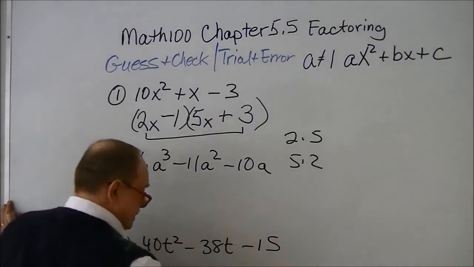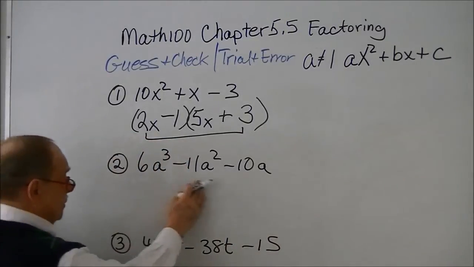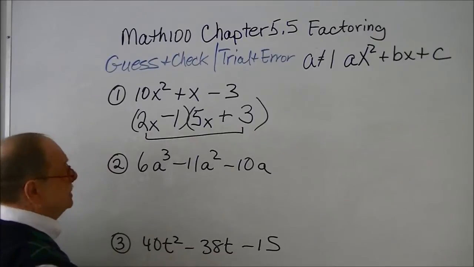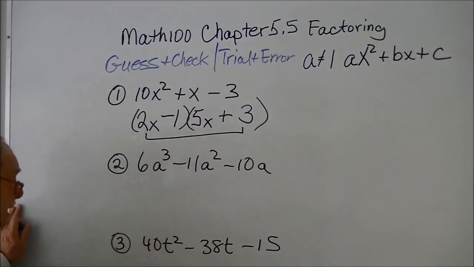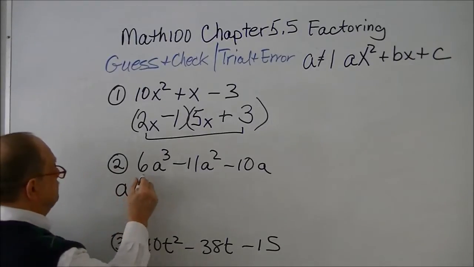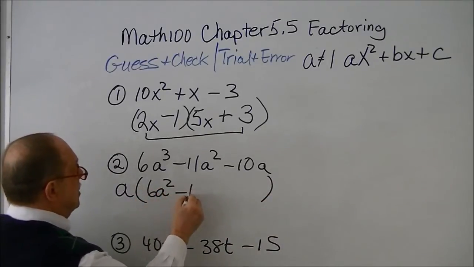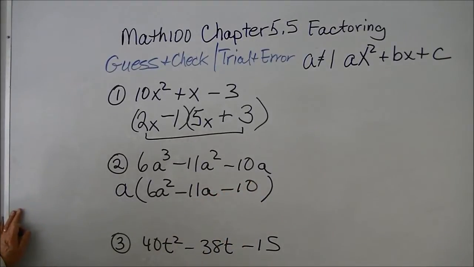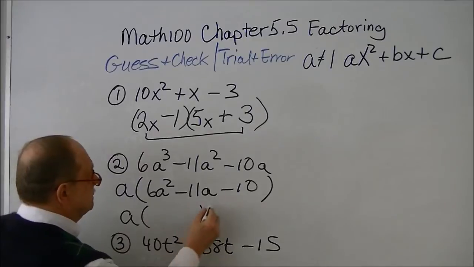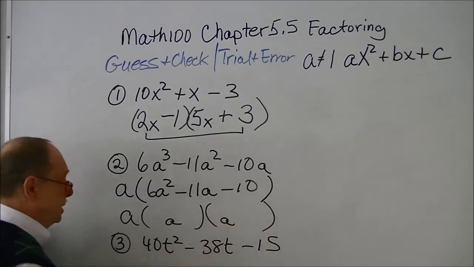All right, let's go on to number 6. And again, we're going to see, is it in standard form? Yes. Is there any common factor we could factor out of this? And yes, here we can factor out an a. So this is going to be 6a squared minus 11a minus 10. Okay. Now again, we're guessing and checking. We need the a, and we know our a is going to be there, and our a is going to be there.